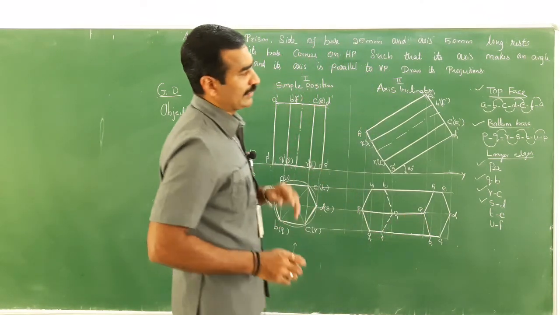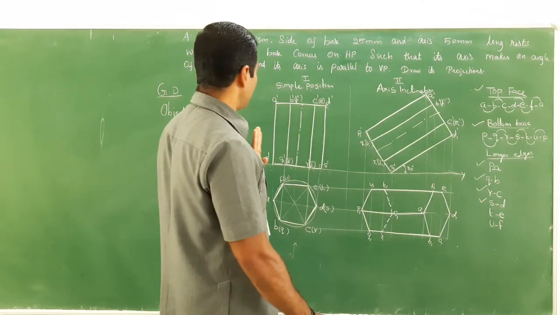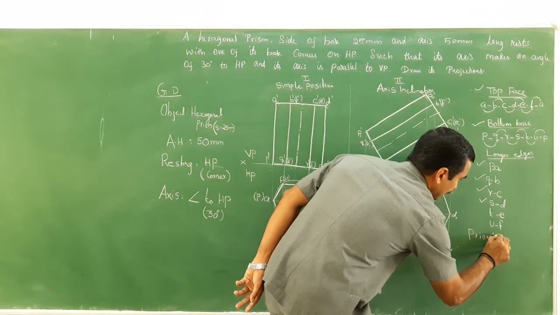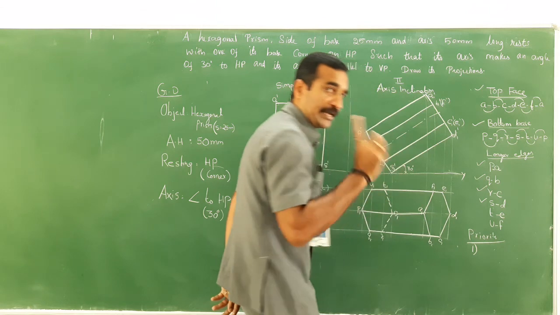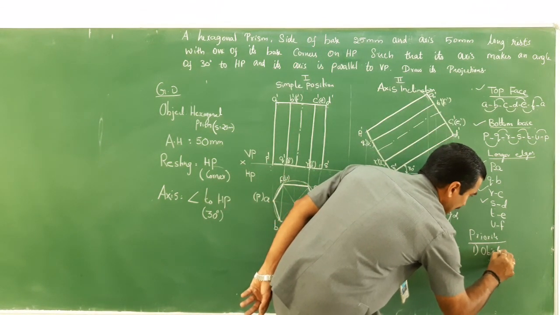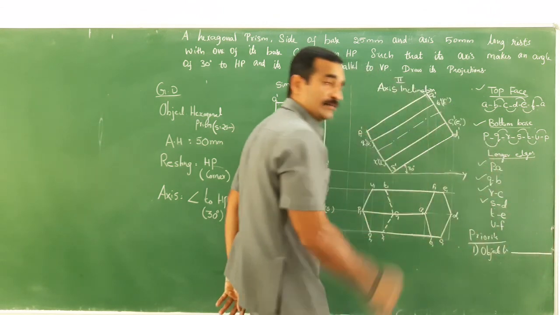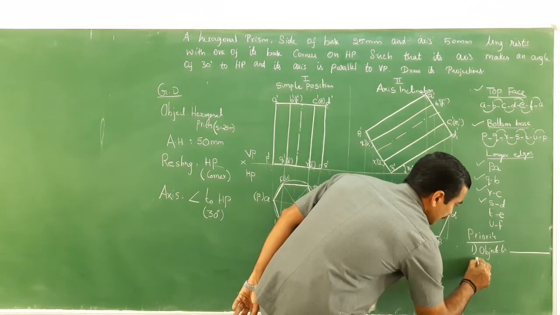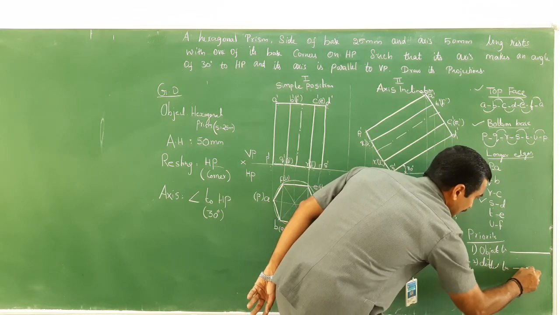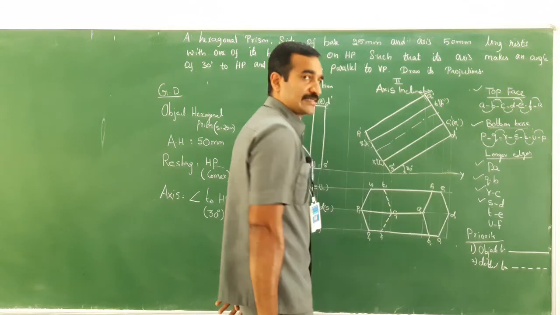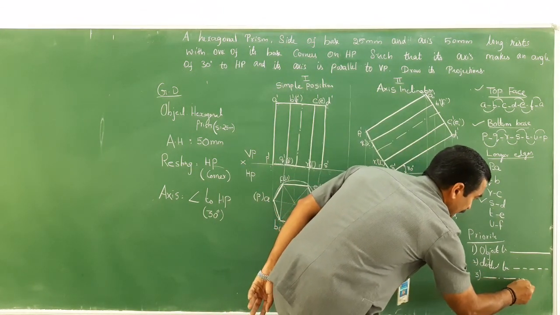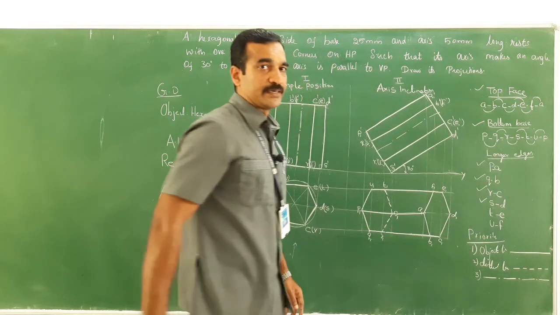So the first thing you have to remember is the priority. The first priority should be given to the object line, which is nothing but the thick line. Next, the dotted line, that is the invisible lines, is the second priority. Third priority should be given to the center line. These are the 3 priorities.